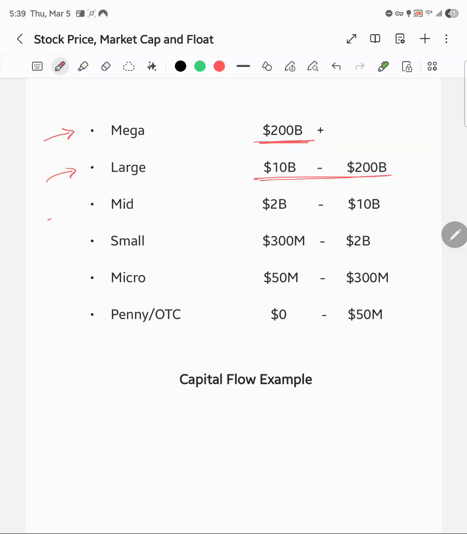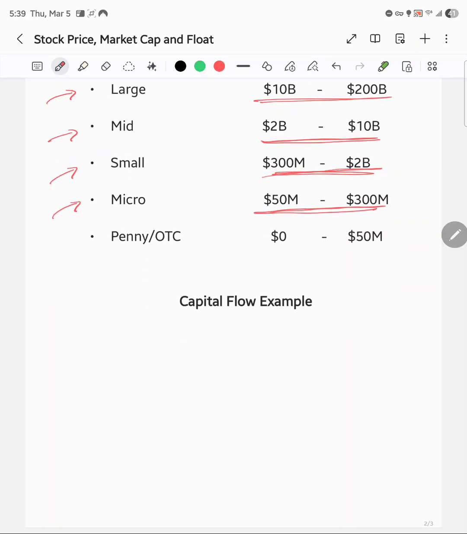And then we have mid cap between 2 billion and 10 billion. A small cap between 300 million to 2 billion. Micro cap between 50 million and 300 million. And then we have penny stocks or over-the-counter stocks right here, between $0, well, very small market cap, to 50 million.